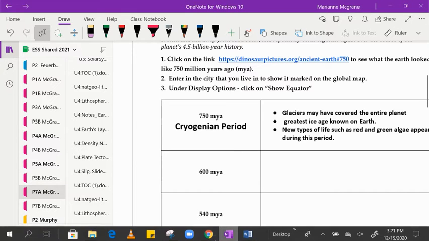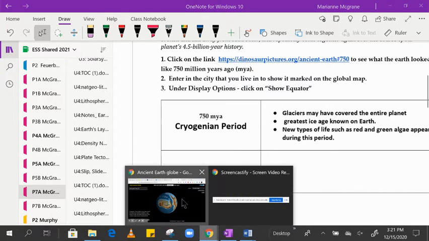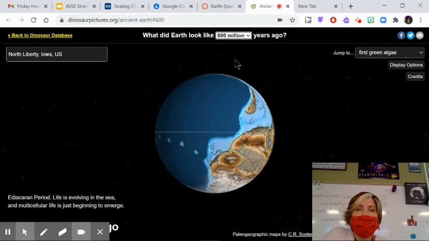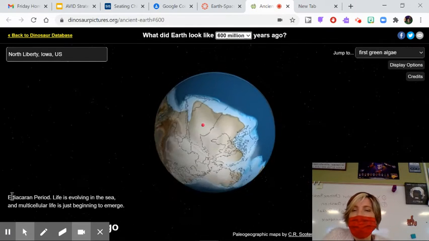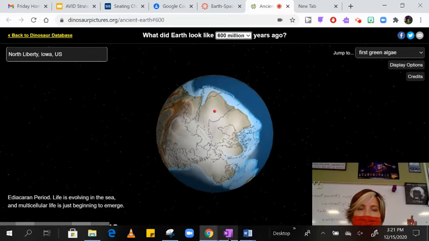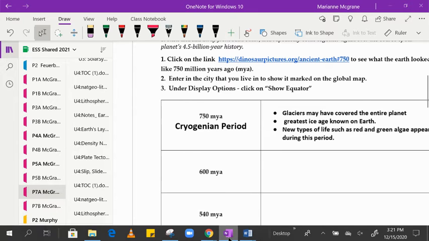Let's go ahead and go to 600 million years ago and find out what that time period was called. 600 million years ago, click on it, and this is the Ediacaran period. So we're going to write that down on our piece of paper. Ediacaran period.